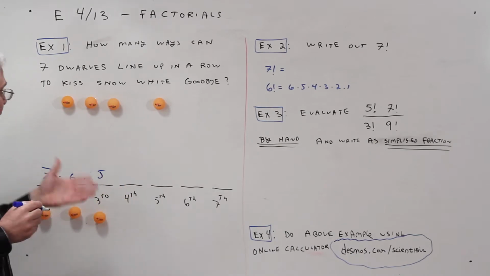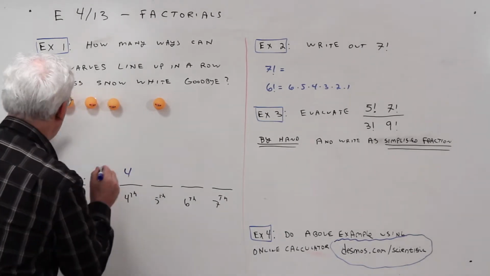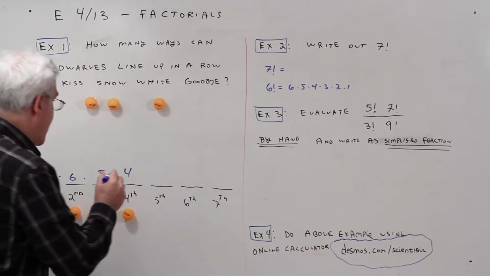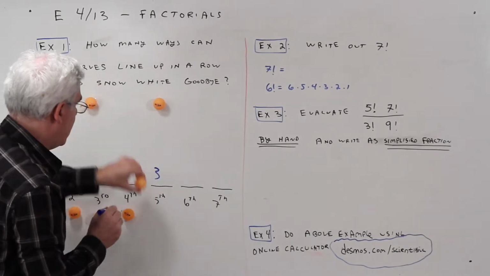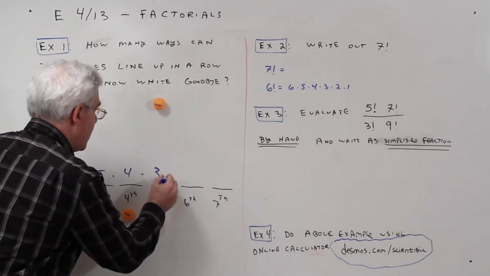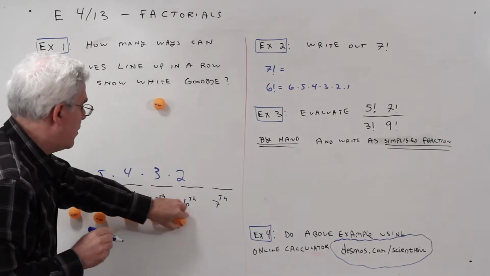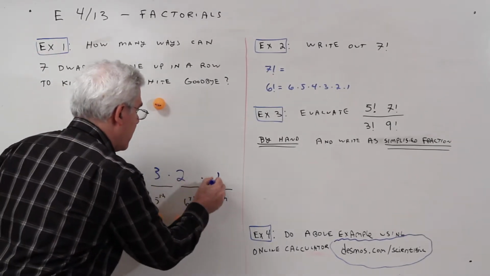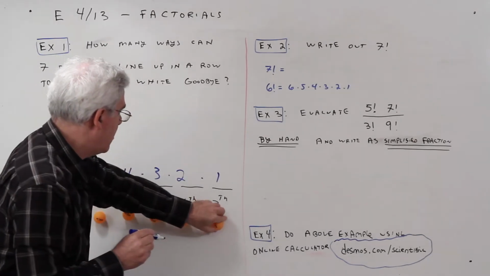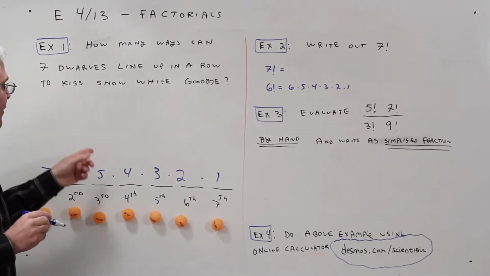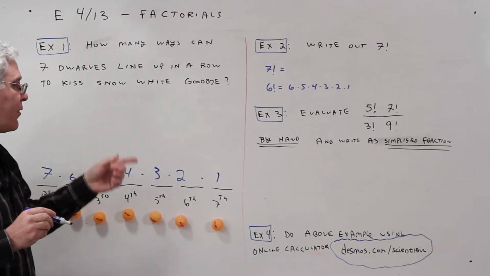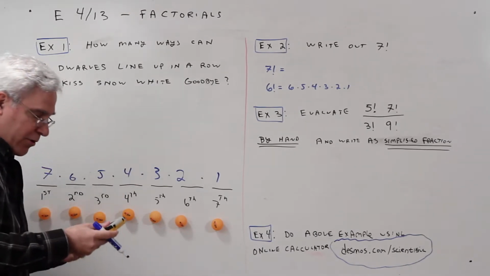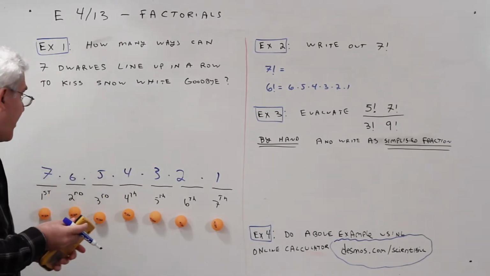Hopefully you're seeing a pattern. 4, 3, 2, and then for the last spot, you're stuck with whoever that is, 1. So there's 7 times 6 times 5 times 4 times 3 times 2 times 1. If you do that in your calculator, you'll get 5,040.